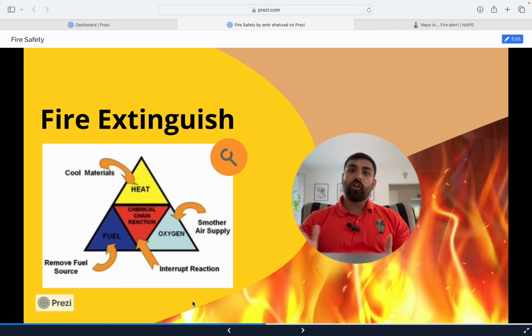If we remove the oxygen supply, that is called smothering. For example, in the old times when they had to turn off a candle, they just closed the lid of the candle, which stops the supply of oxygen and the fire stops. Also, in big buildings, whenever there is a fire, they turn off the vents and the doors, which will not allow the oxygen to come in, and eventually they fight the fire in this way.